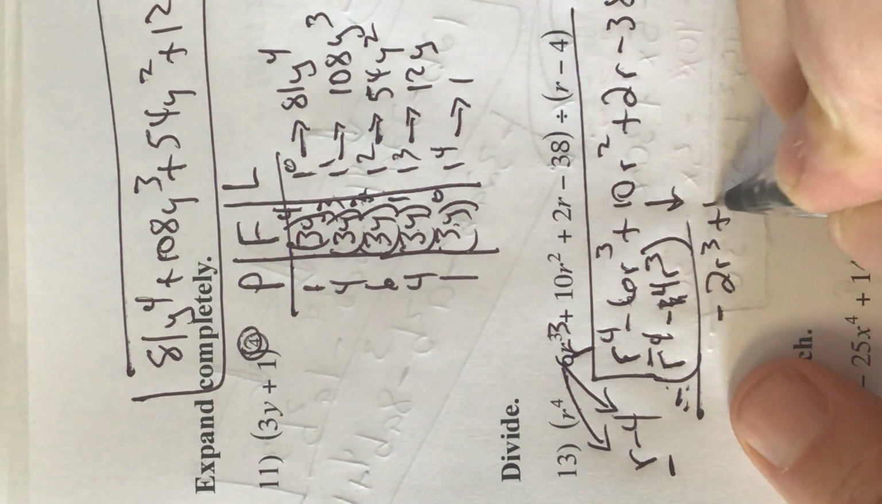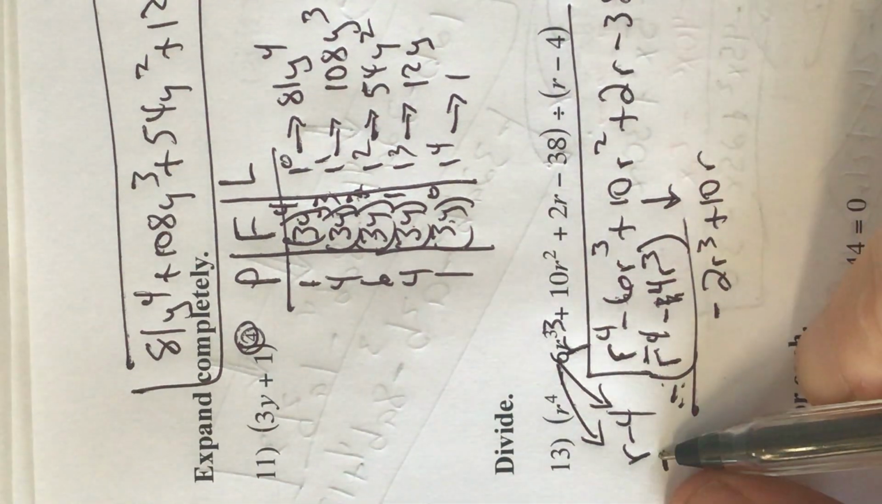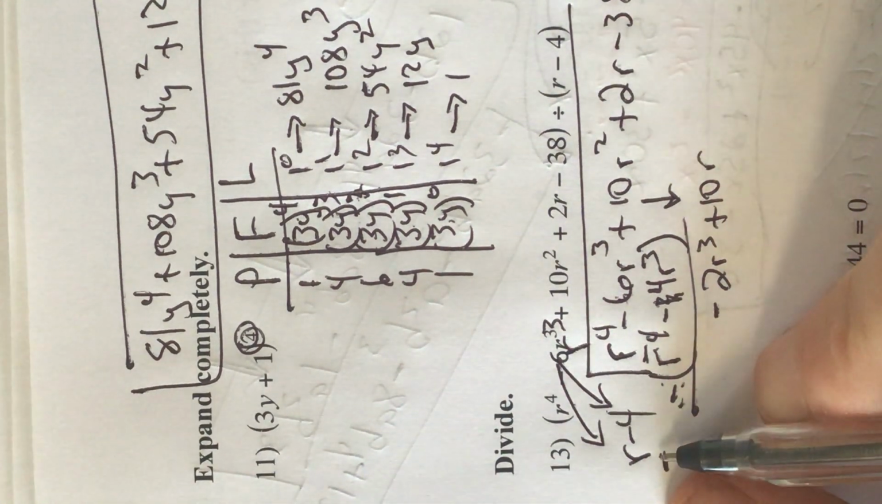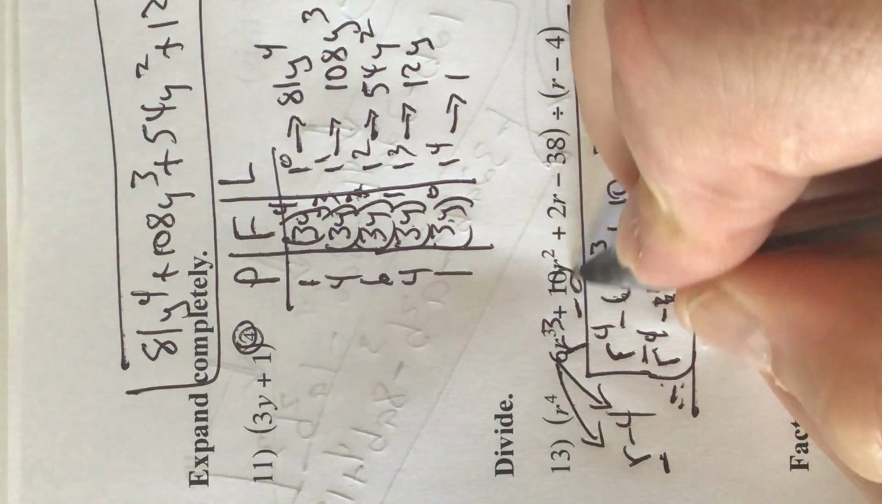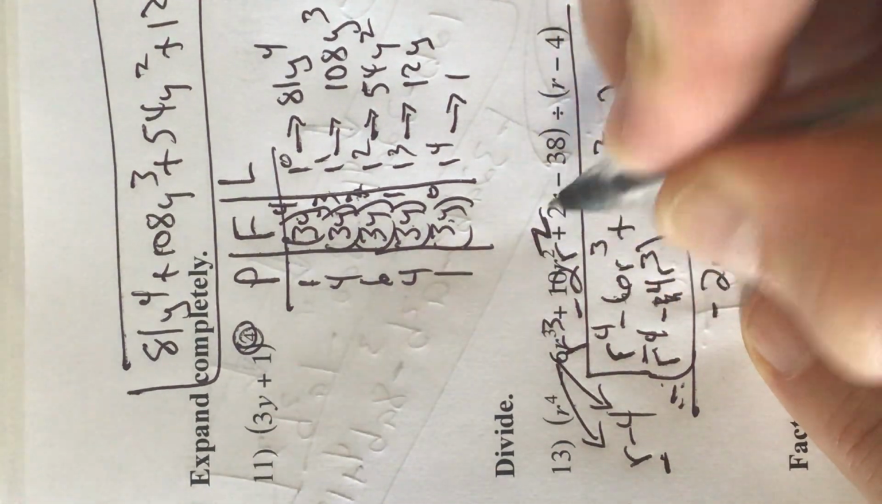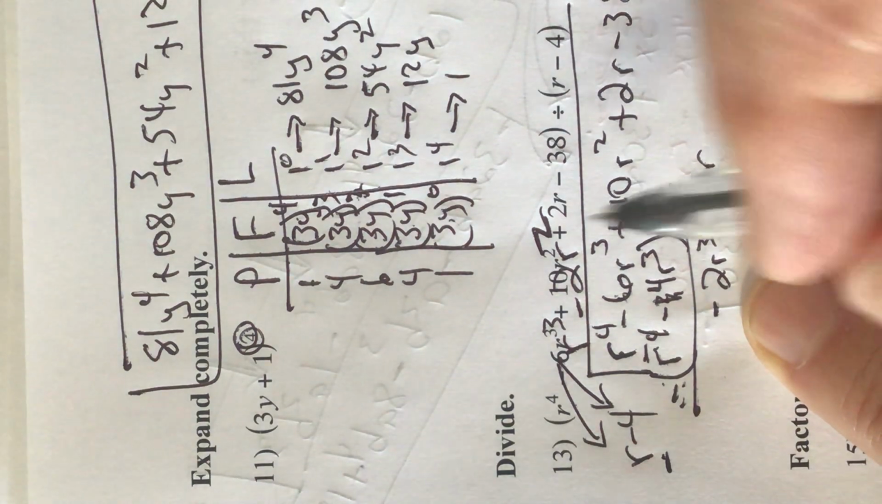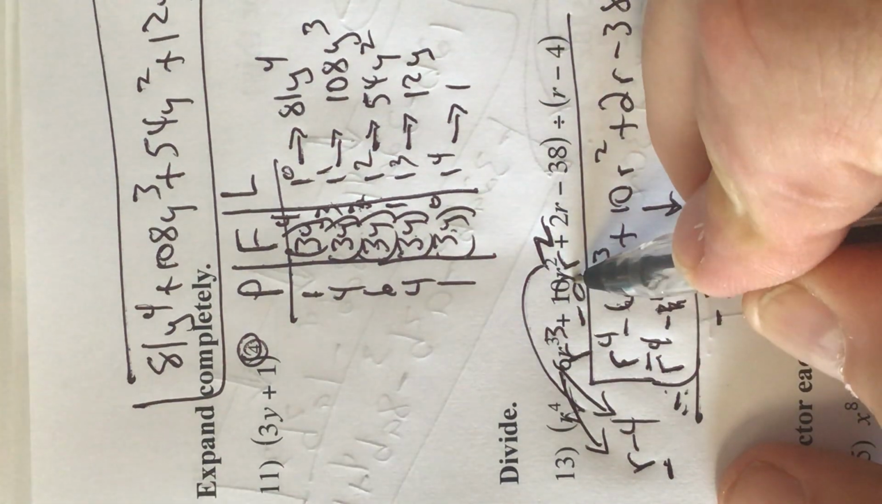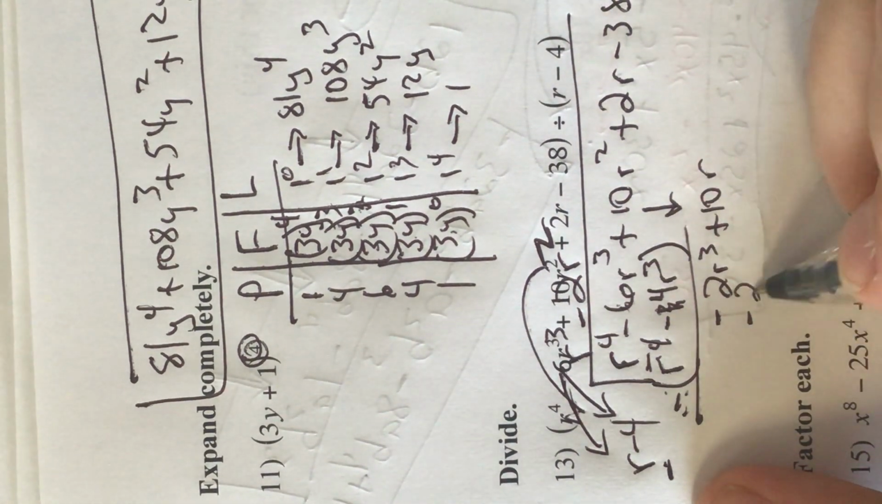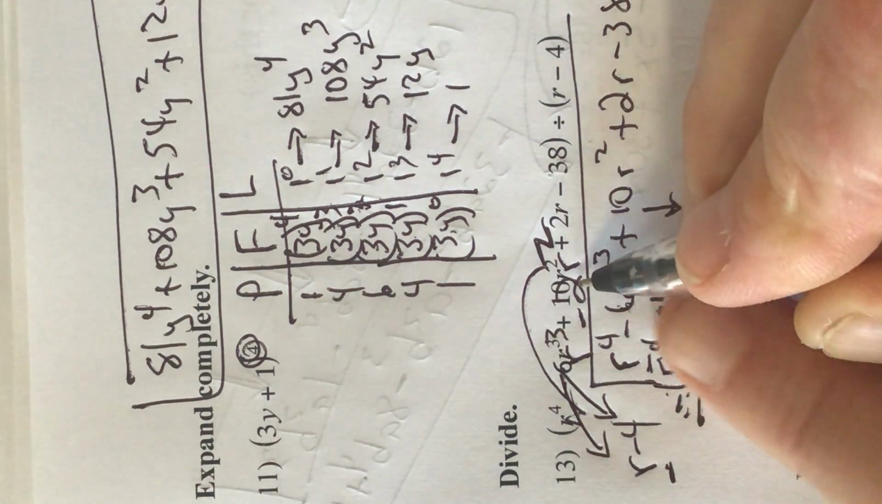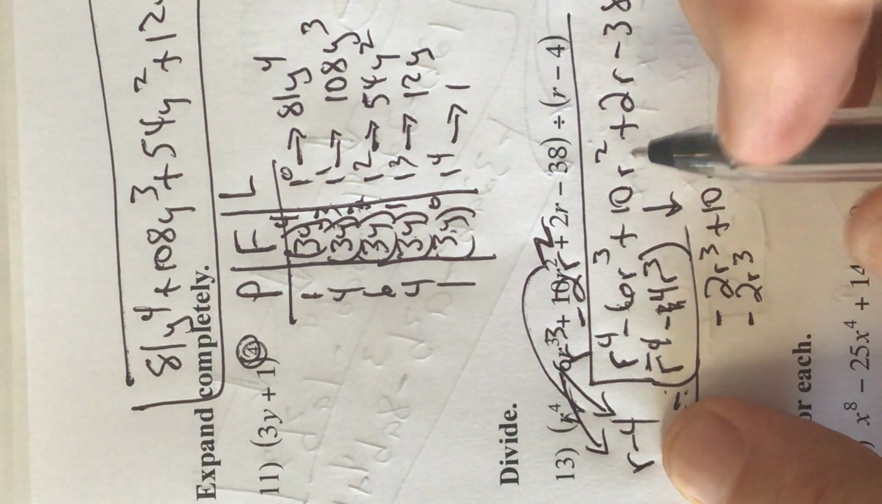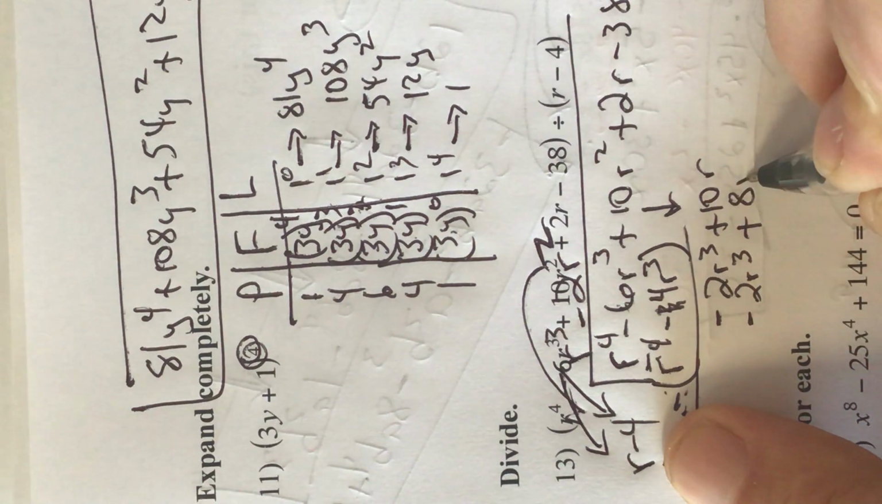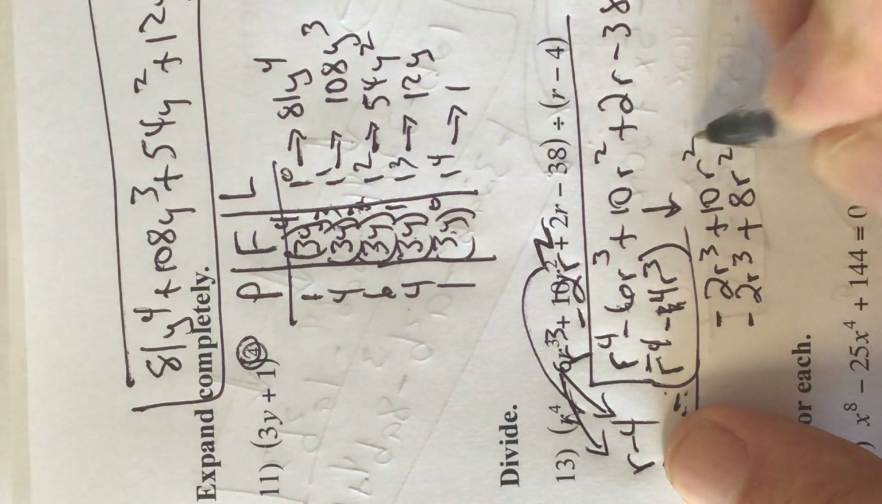Drop in the next one. I need the first piece to become the first piece. An r times a negative 2r squared will do that. And now multiply it. Negative 2r squared times r is negative 2r to the 3rd. And negative 2r squared times negative 4 is positive 8r to the 2nd. That was the 2nd right there.